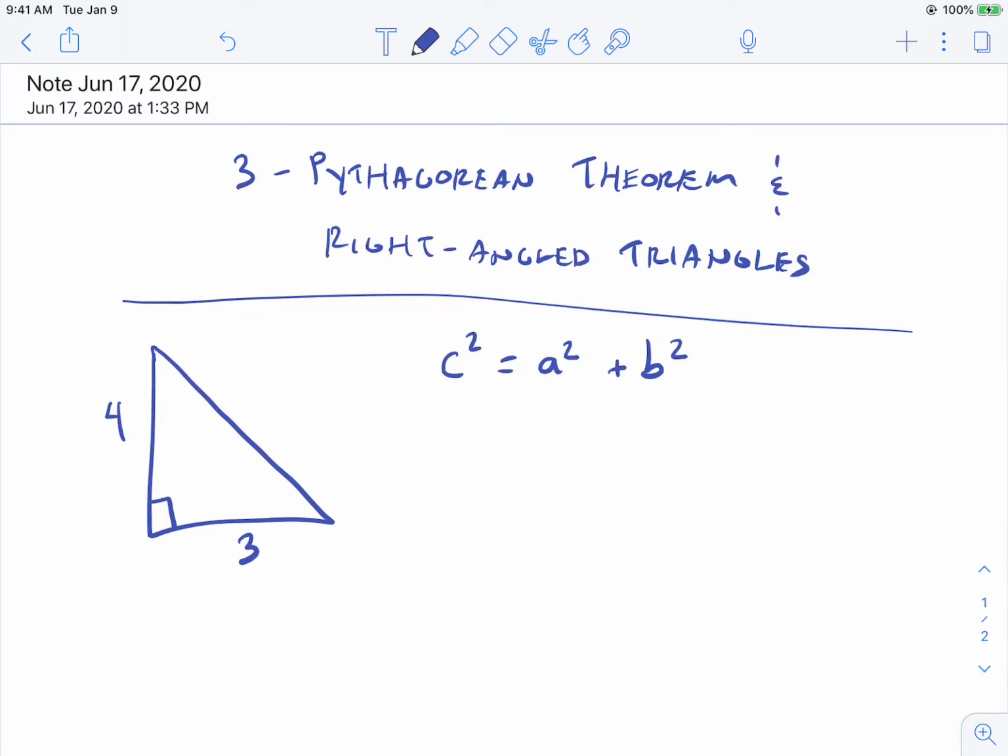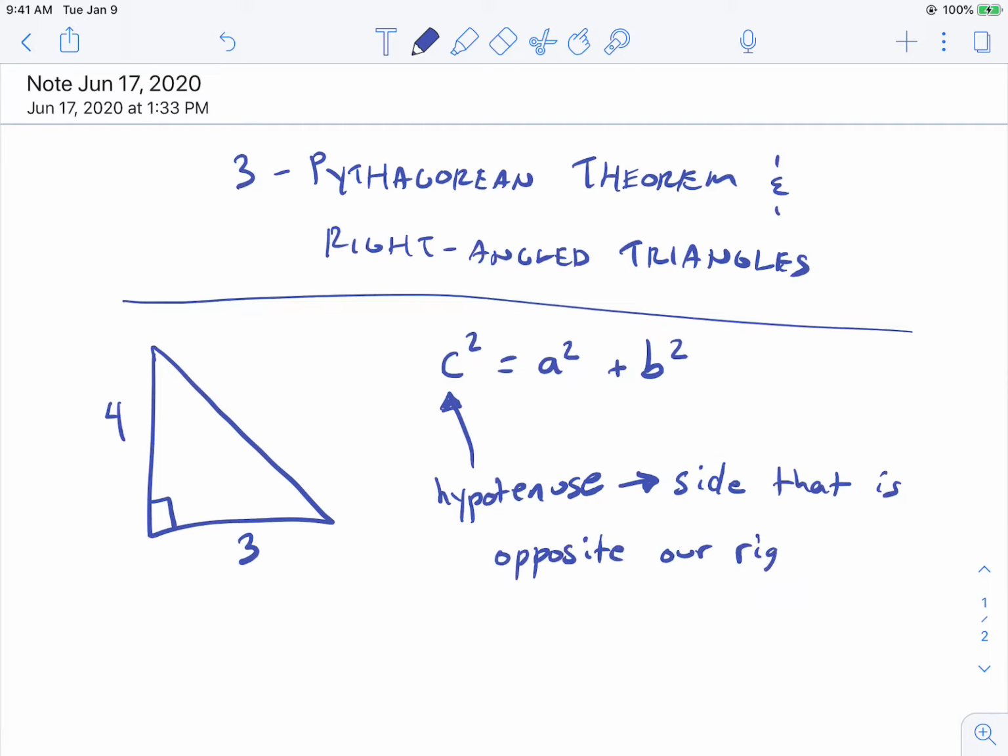And a squared and b squared, they don't really matter too much. The big thing is this thing called c. C is what we call our hypotenuse. And for many of you, that might be a new word, this word called hypotenuse. What hypotenuse means, hypotenuse is very simply the side that is opposite our right angle.